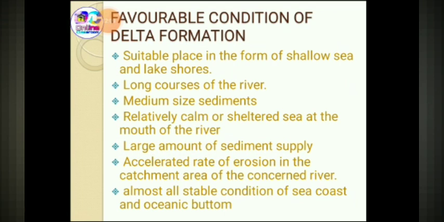The river must be a long-course river which has all three stages predominant over it. The median size of the sediments should be relatively calm or sheltered sea at the mouth of the river. It should contain a large amount of sediment supply so that it can form a delta. The accelerated rate of erosion in the catchment area is over the concerned river, and this should be all stable conditions of the sea coast and also on the bottom of the ocean.